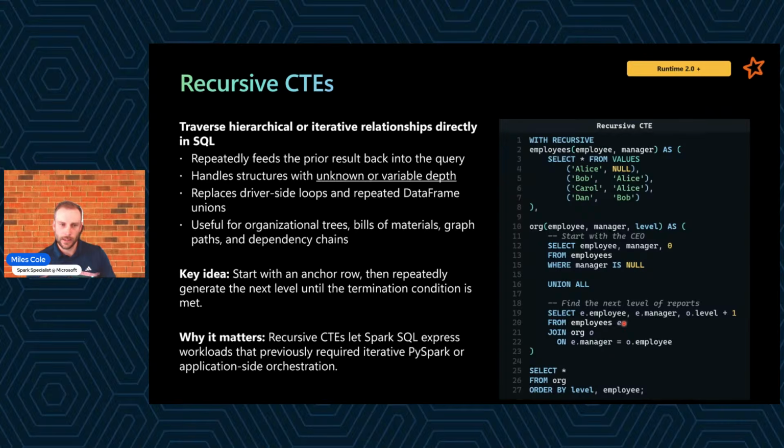The key idea here is that you start with your anchor row. In this example, we have a table of employees and managers, and we can define that anchor row as the top level, which would be our CEO. Then you can use recursive logic to track down to each level in the hierarchy and return a table that indicates all the levels of the hierarchy. It's definitely nice to have this capability open up in Spark 4.